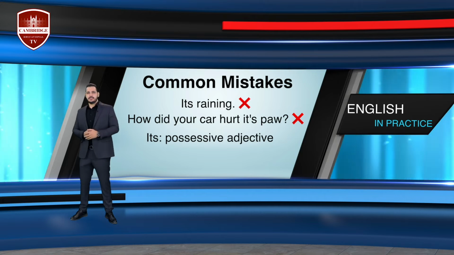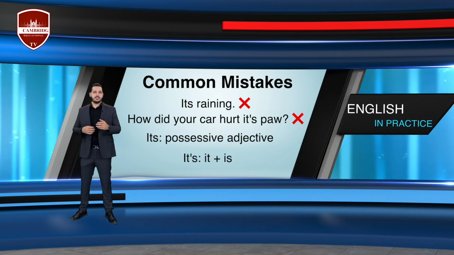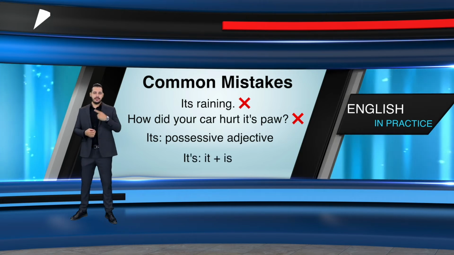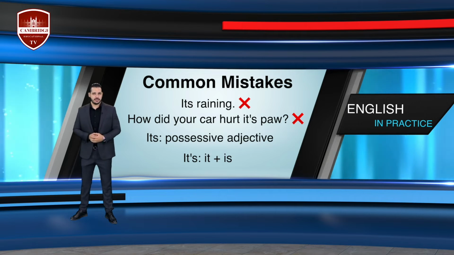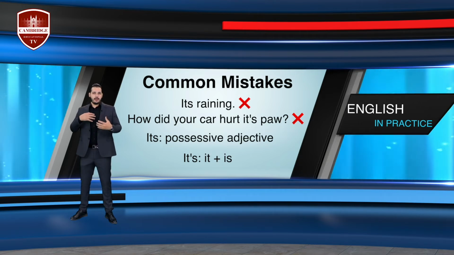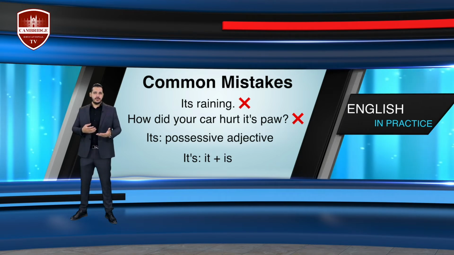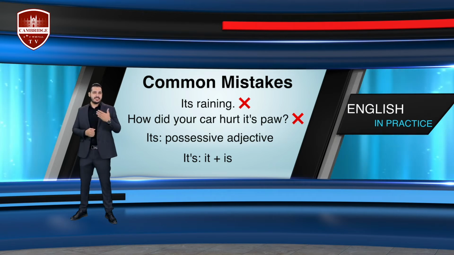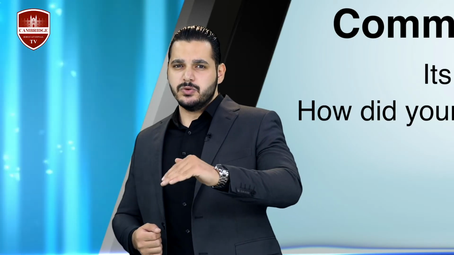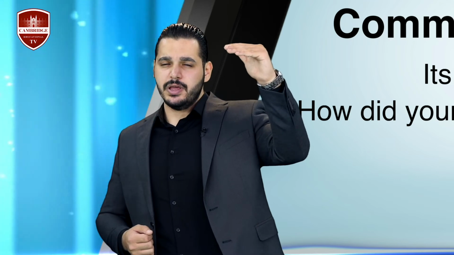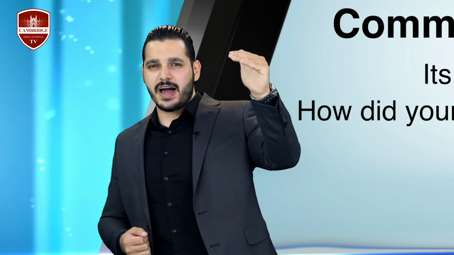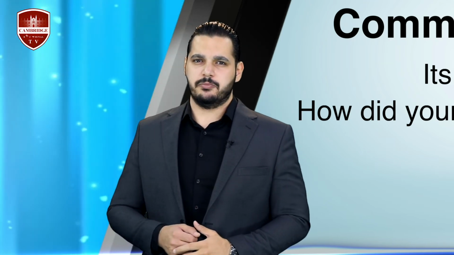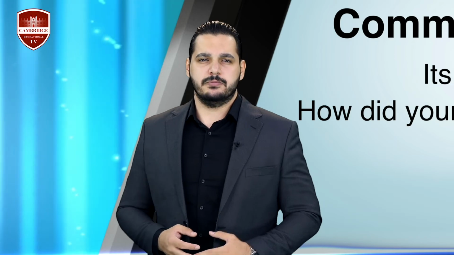The second it's is basically a combination of two words, it and is. We call it a contraction. Now, after this explanation, it should all make sense to you why these two sentences have mistakes. We need to use it's with the apostrophe in the first example, and we need to use the possessive adjective its in the second example. So this is how it becomes.